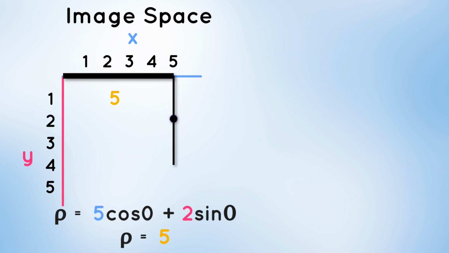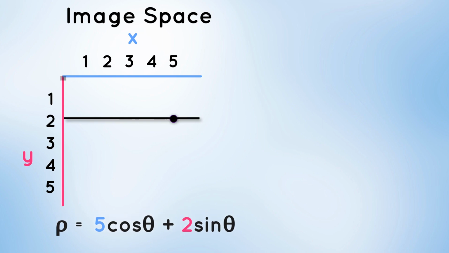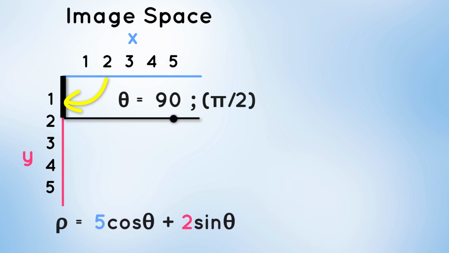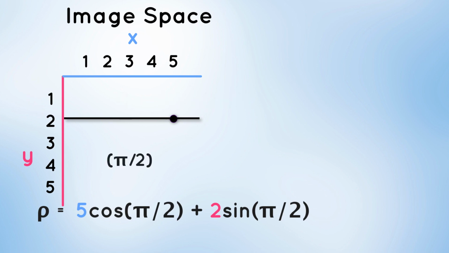Another possible line that could pass through our point is a horizontal line. The perpendicular distance from the origin to our line would correspond to an angle of 90 degrees, which in radians is pi over 2, which ultimately works out to a distance of 2. This line, therefore, is characterized by an angle theta of pi over 2 and a distance rho of 2.